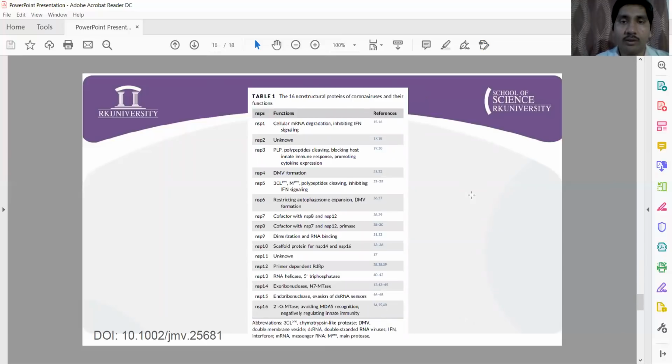These are the list of 16 non-structural proteins which have been identified as of now. I will provide the reference article which you are seeing here, the references. I will provide 2 to 3 research articles through which you can get more about these non-structural proteins and their functions.